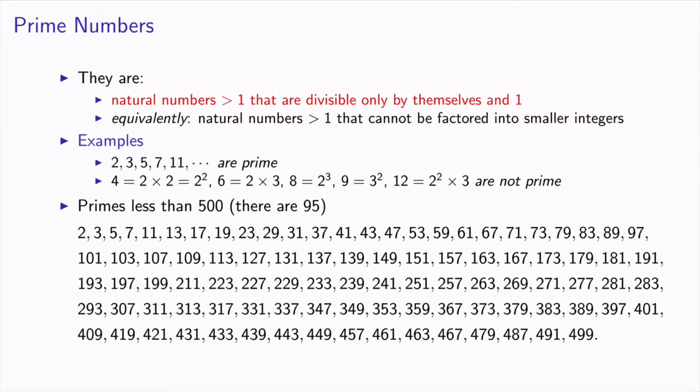The primes less than 500 are in this list here, and there are 95 of them. And in general, the primes are going to be relatively common. And we'll discuss that later on when we discuss the prime number theorem.